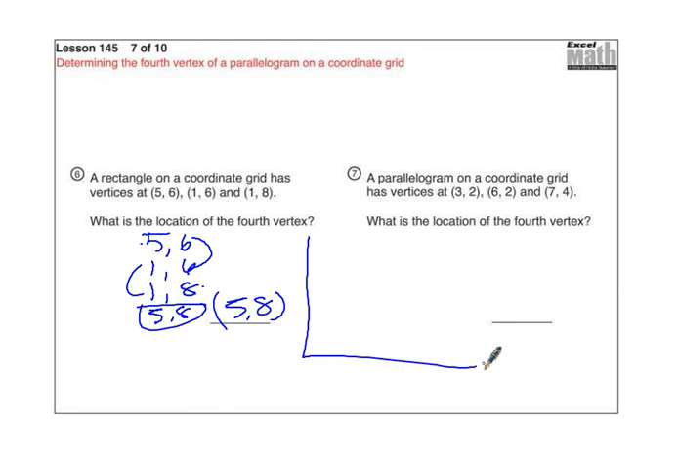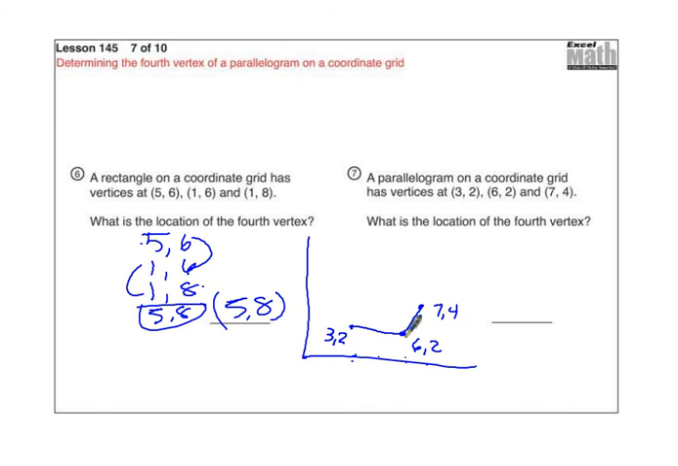So we're going to go over to 3, 2: 1, 2, 3, up 2. That's (3, 2). And then we're going to have to go over to (6, 2): 4, 5, 6, 2, right? And you better label the corners. (7, 4). So we're going to go past the 6 up to here. That's (7, 4).